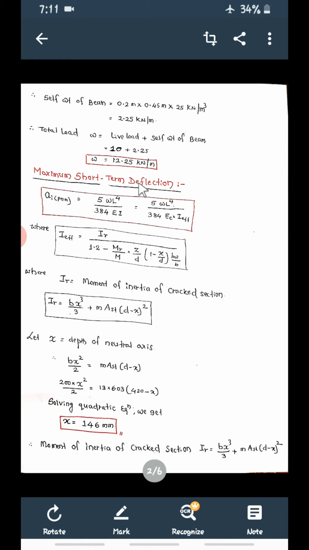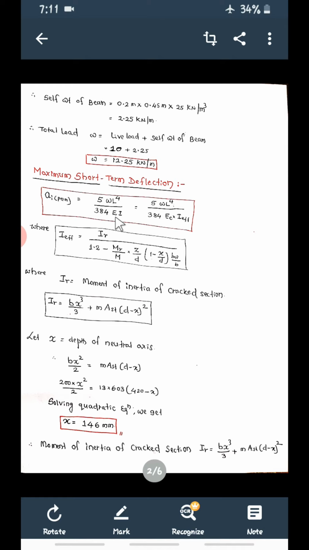Now first, what they have asked, you have to calculate the maximum short-term deflection, that is indicated as a_i permanent. As you know, this is a simply supported beam with UDL. What is the maximum deflection, that is short-term deflection? 5wL raised to 4 divided by 384 EI. So remember this formula: for simply supported beam with UDL, deflection will be 5wL raised to 4 divided by 384 EI.